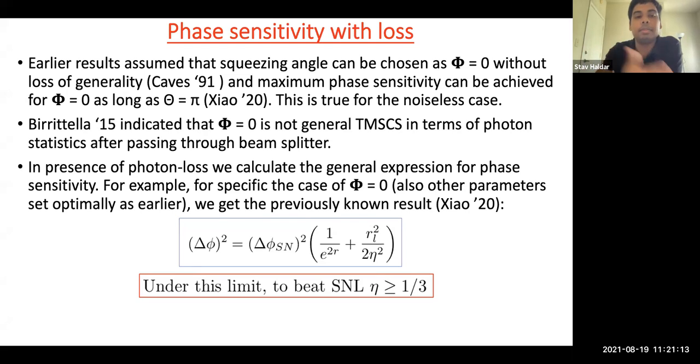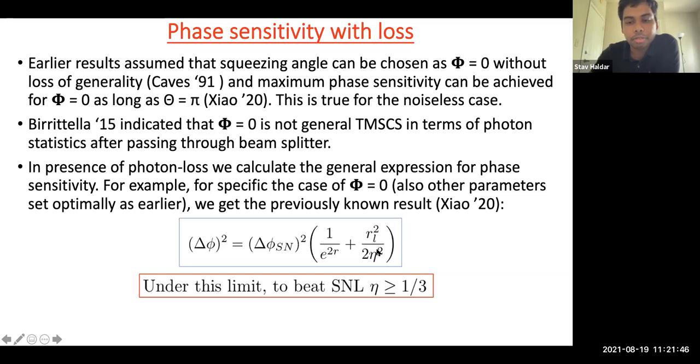And then, as I said, Berrettella and Gary, in 2015 PRA, showed that phi equal to 0 is not the general setting after the beam splitter. So that motivates you to optimize further. If you choose phi equal to 0, which is the squeezing angle to be 0, and still have that maximal condition that theta equal to pi, you still work under that assumption.